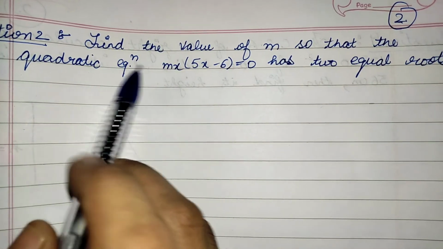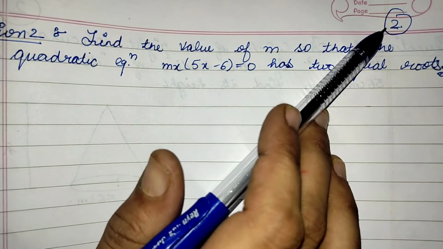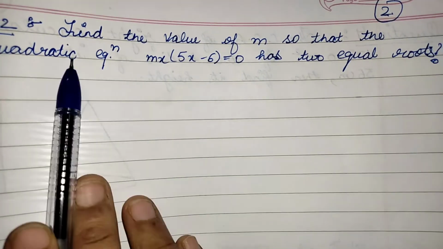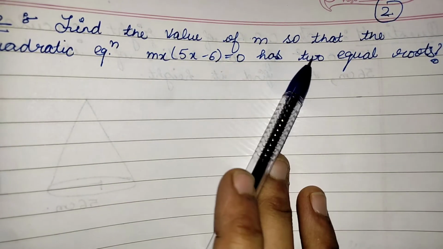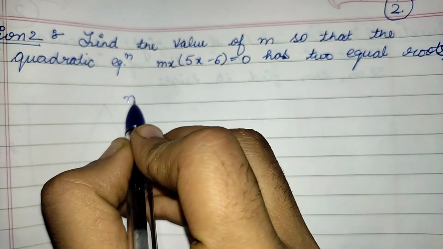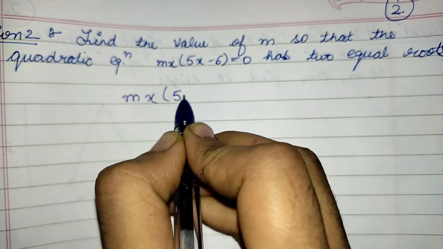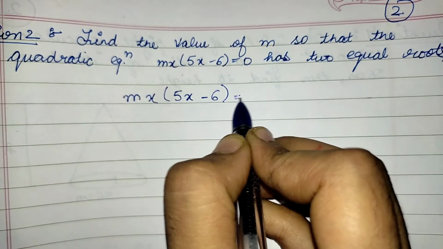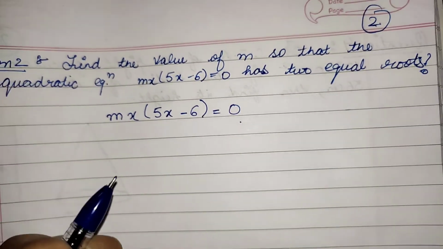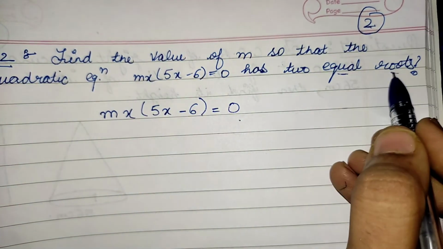Next, the second question of section A, which is also of 2 marks. The question says: find the value of m so that the quadratic equation mx into 5x minus 6 is equal to 0 has 2 equal roots. They are saying that this equation has 2 equal roots.